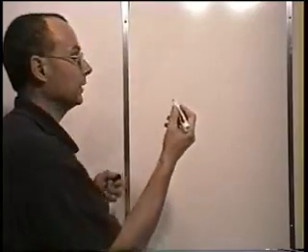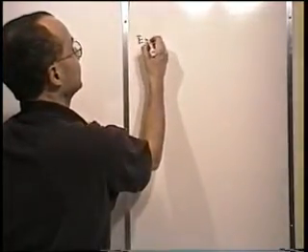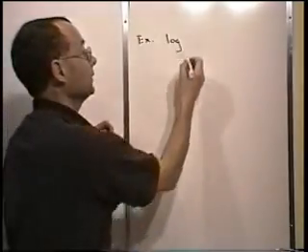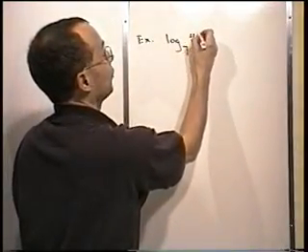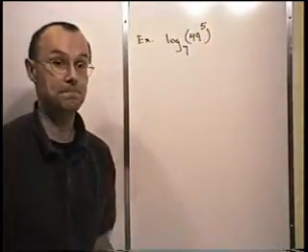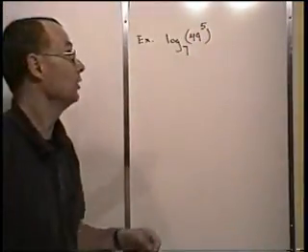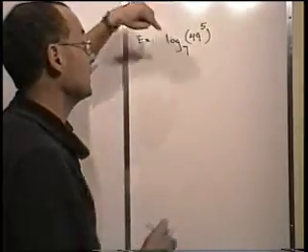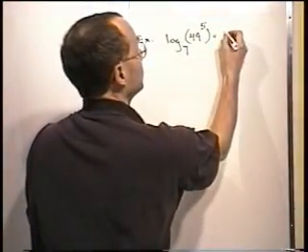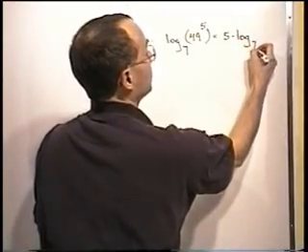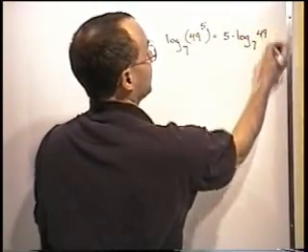My first example, start off gently. What if you have something like this? Log base 7 of 49 to the 5th. Okay. Well, here's that rule number 3. We have an exponent. So I'm going to start by bringing the exponent out front and go 5 times the logarithm, base 7 of 49.